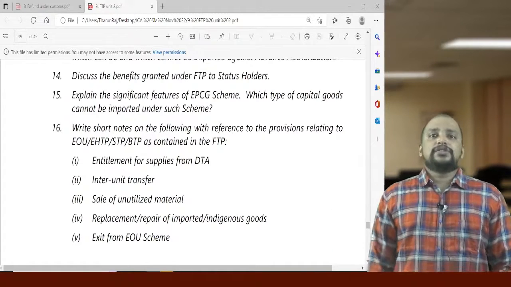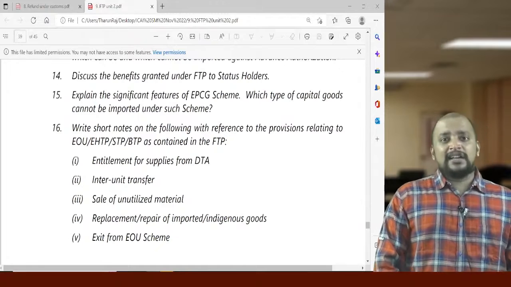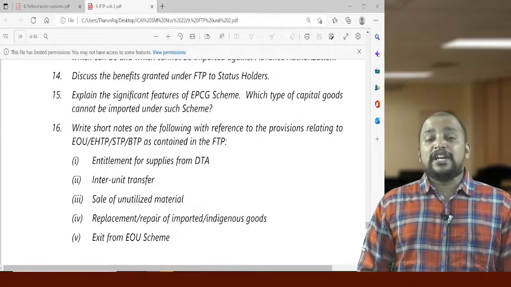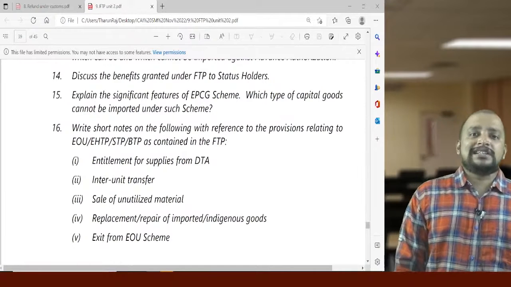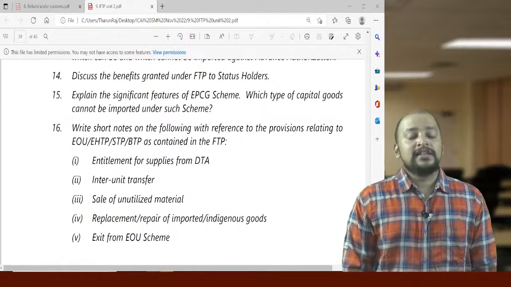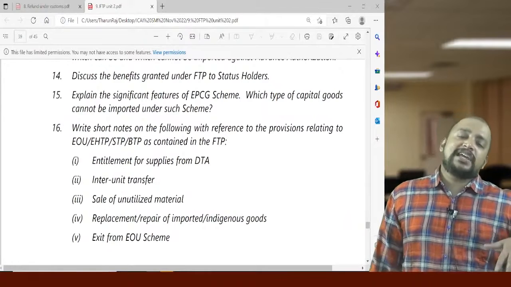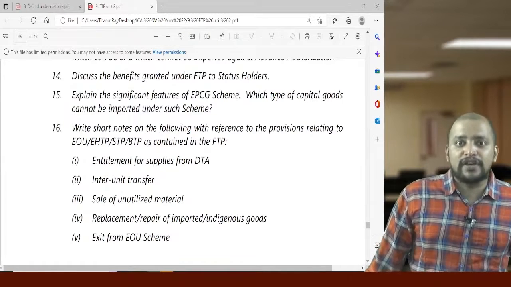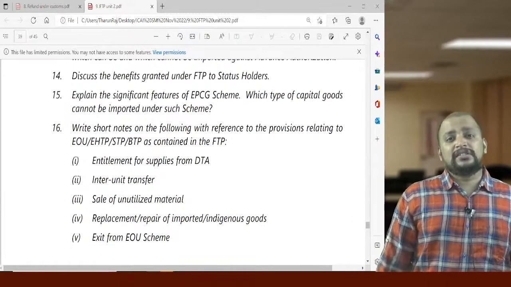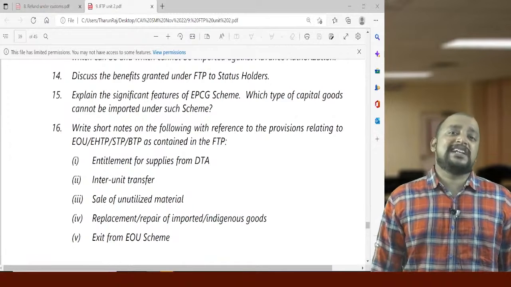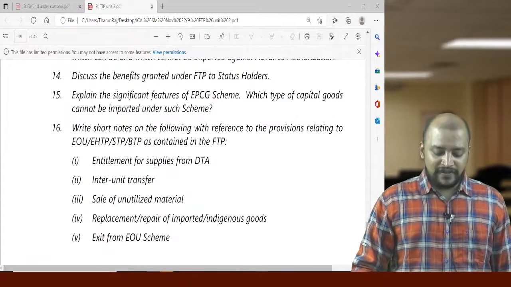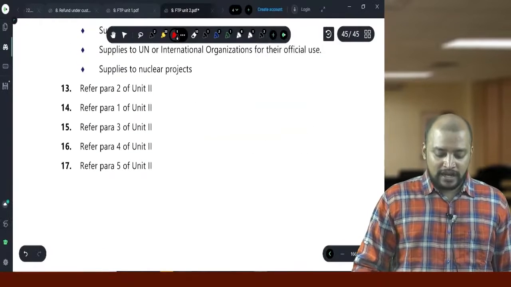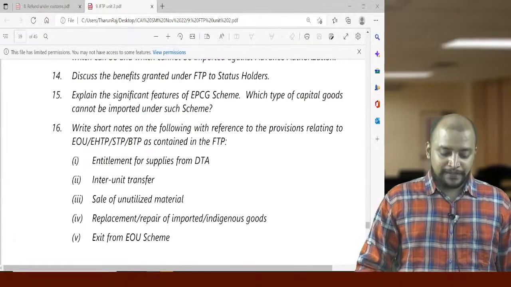So they will be getting standard input output norms on priority, that is within 60 days, and they can do the clearances on a self certification basis. More than 1-star export houses can establish export warehouses, and 3-star, 4-star and 5-star can certify that goods are manufactured in India. These are some of the benefits granted to status holders.